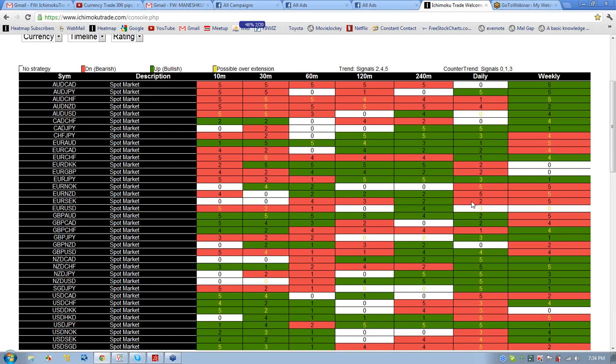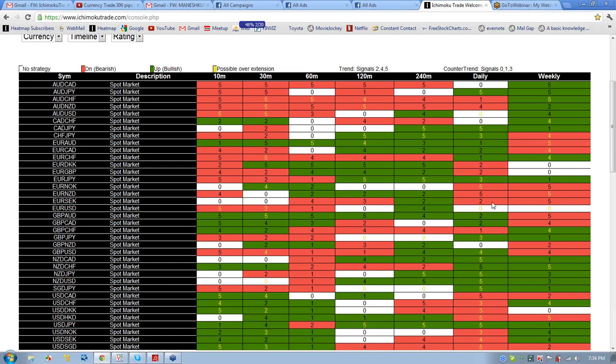This thing will only start trending down when you start seeing red across the board. Because the lower time frames and the higher time frames have to be the same color and working in conjunction in order for a trend to happen. Everyone okay with that?